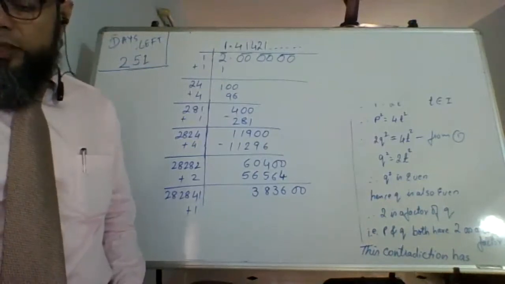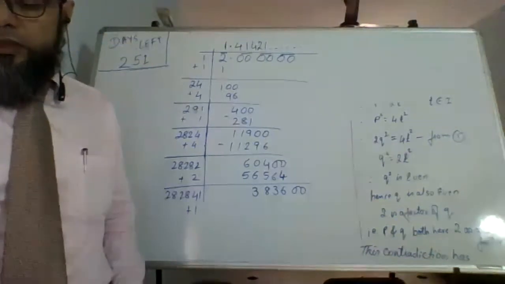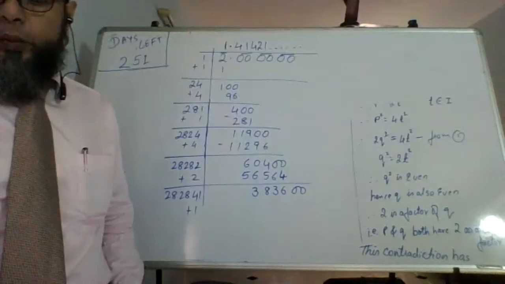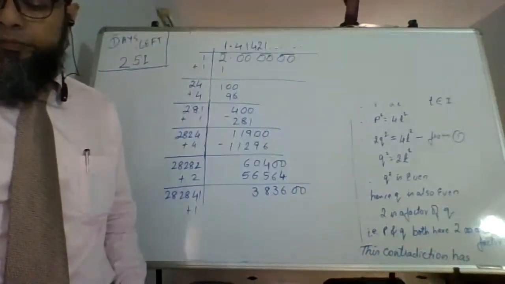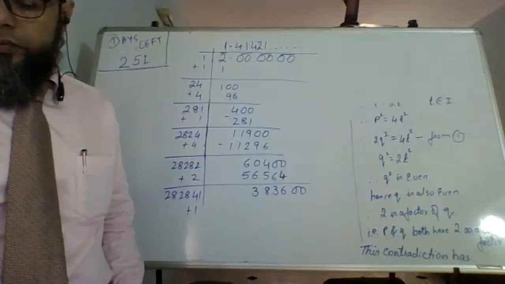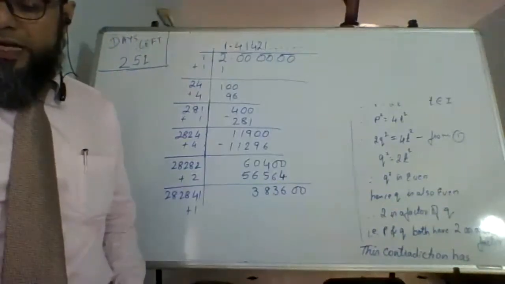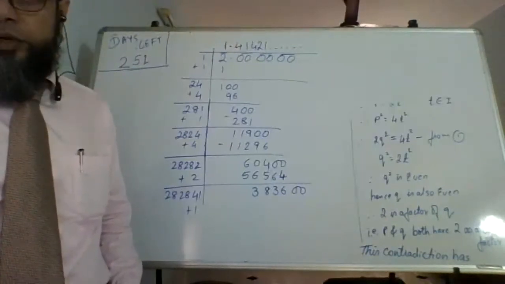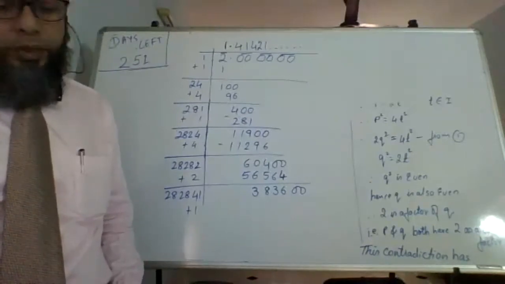22/7 or 3.14 that we are taking, that's an approximate value of pi. It's not the exact value. Pi also is an irrational number.